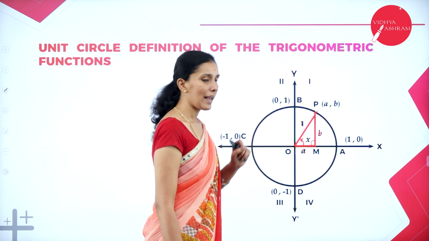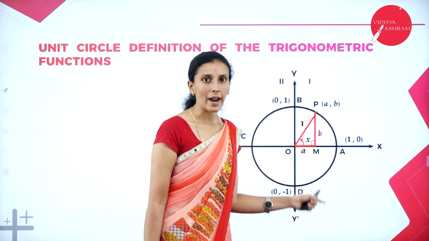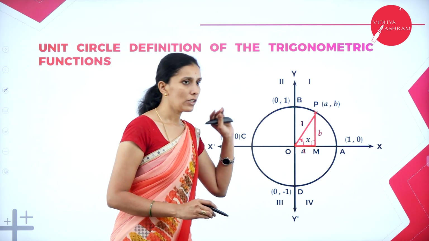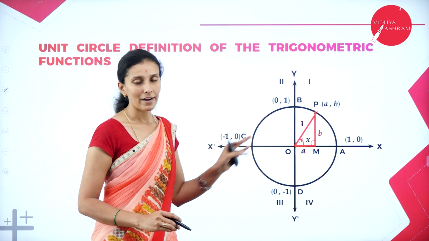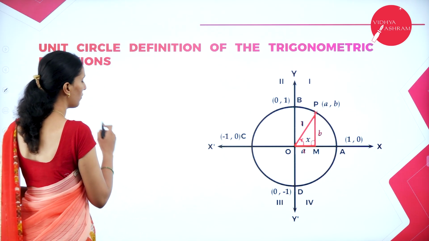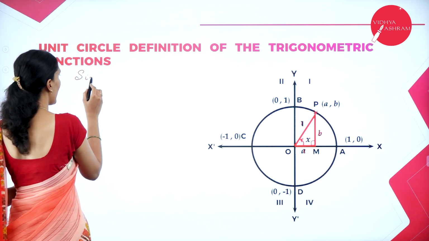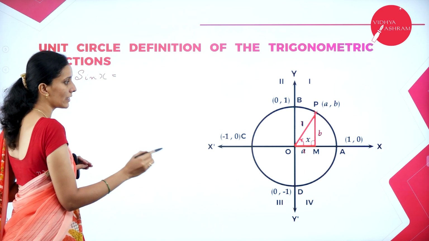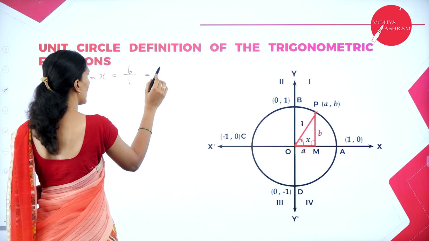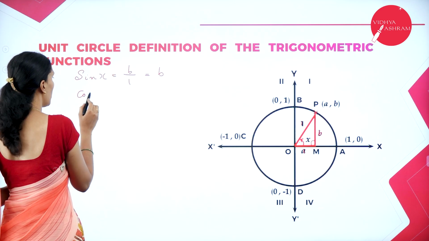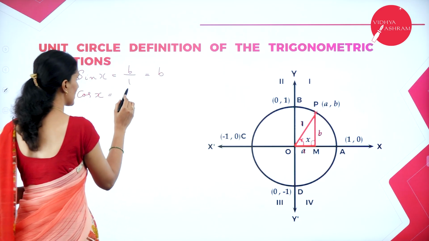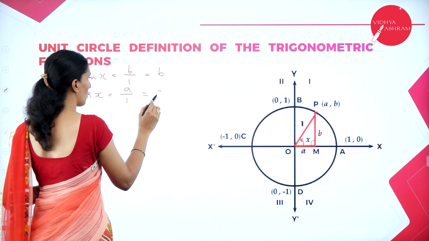Let me take an angle x here. How am I going to write all these trigonometric ratios now? We know that sine of an angle inside the right triangle is opposite side by hypotenuse. So what is sin x here? The opposite side of x is b, so b by 1, which is b. Similarly, what is cos x? That is adjacent side by hypotenuse, that is a by 1, which is equal to a.